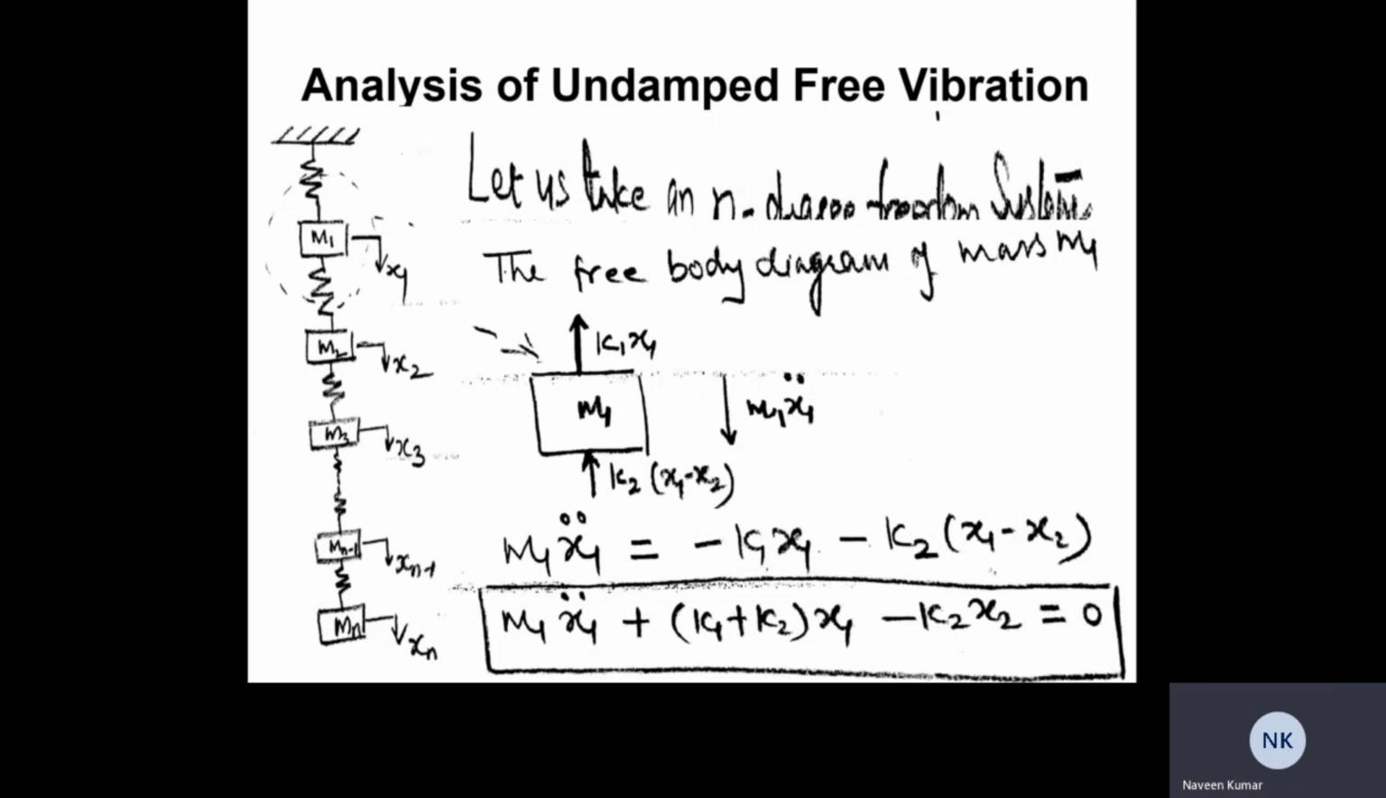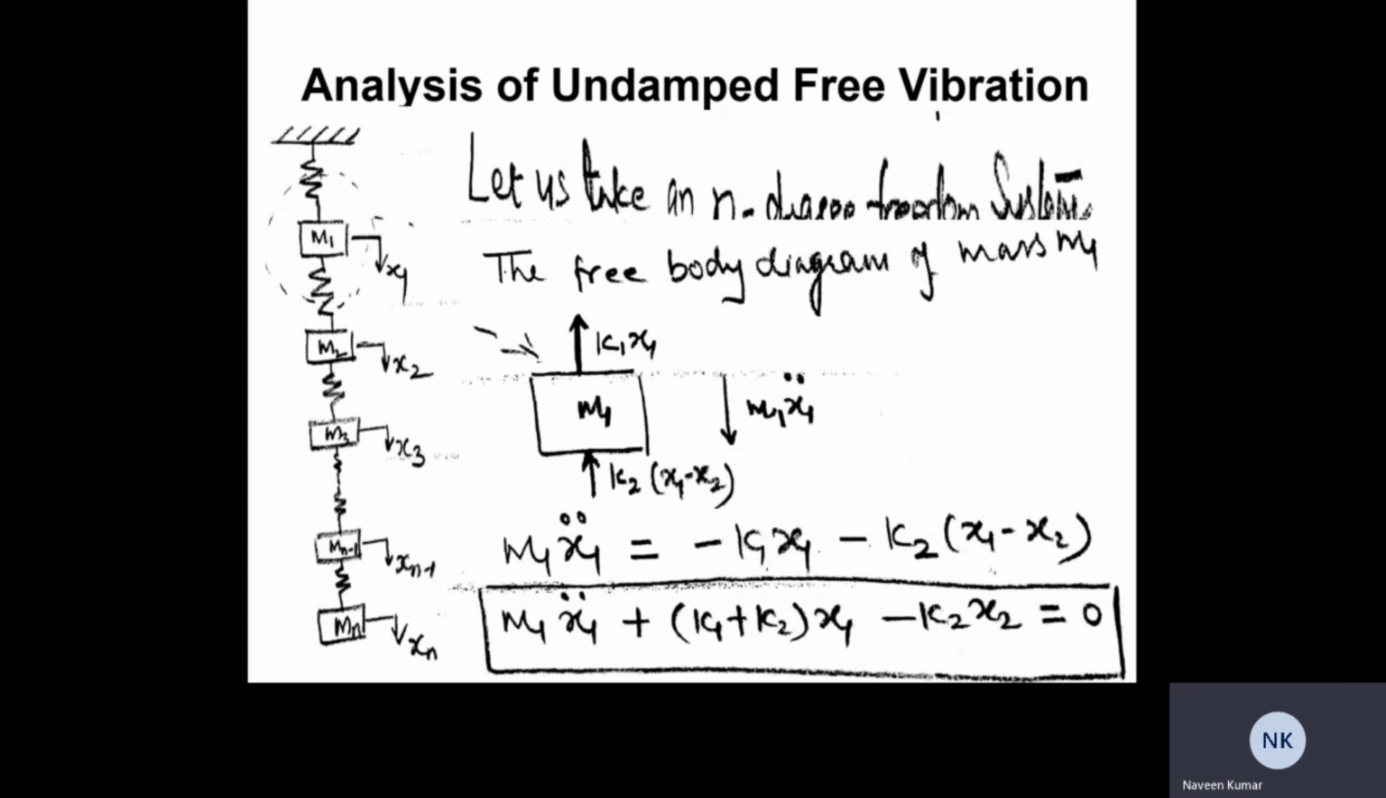Now, this n-degree freedom system has n masses, which are shown in the diagram. M1, which displaces by an amount x1, M2, which displaces by an amount x2. Similarly, Mn mass, which displaces by an amount xn.